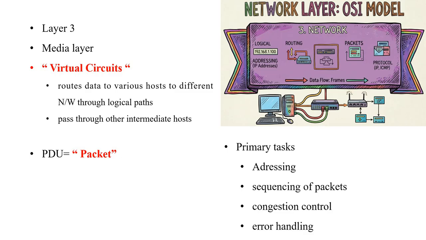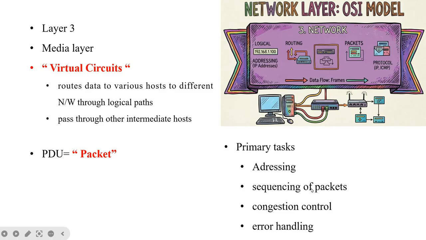Okay, so the primary tasks of this layer are addressing, sequencing of packets, congestion control, and error handling. Addressing is the system which is used to identify every device on a network uniquely. And as you know, without an address, a data packet wouldn't know where to go.